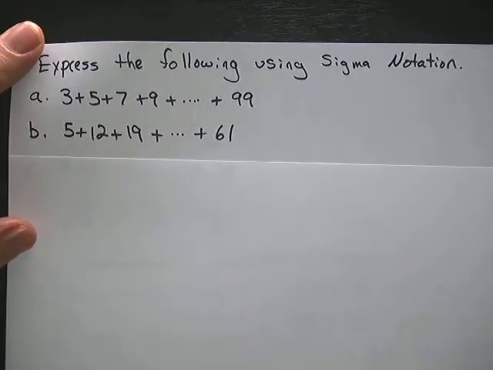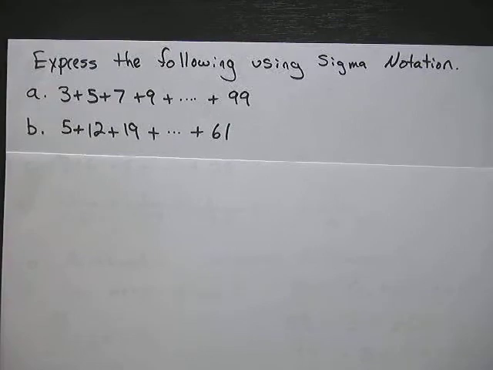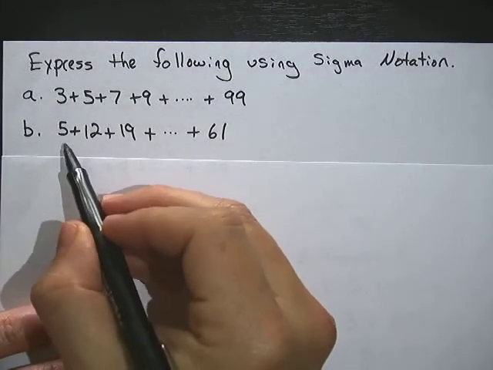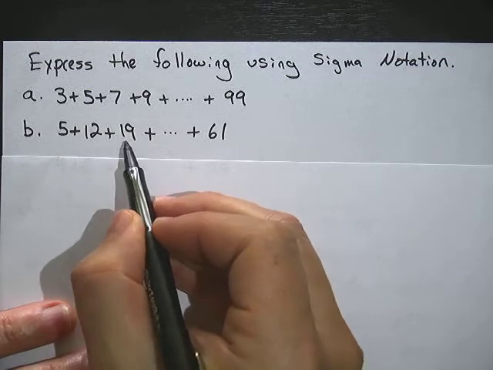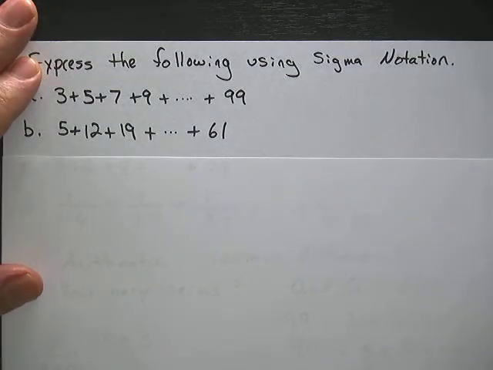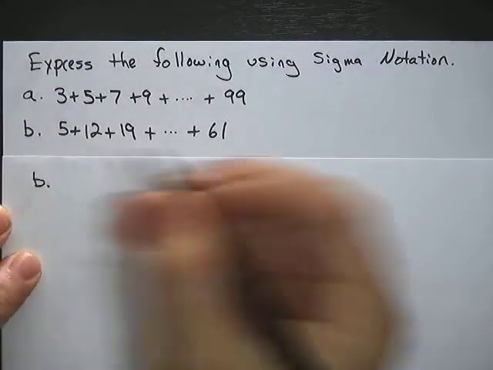B says we have 5 plus 12 plus 19 plus ... plus 61. Okay, so you can see that this is another arithmetic sequence because you're adding 7, assuming you keep adding 7 until you get to 61. So the first thing for B, figure out your number of terms.